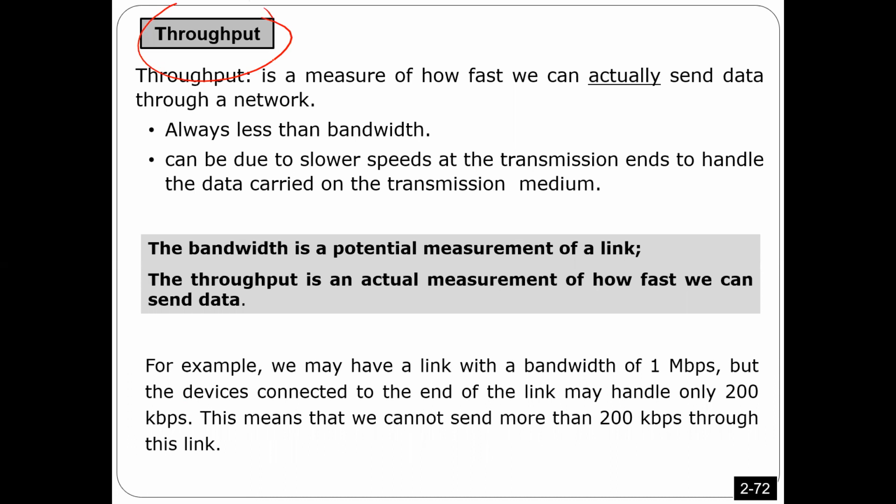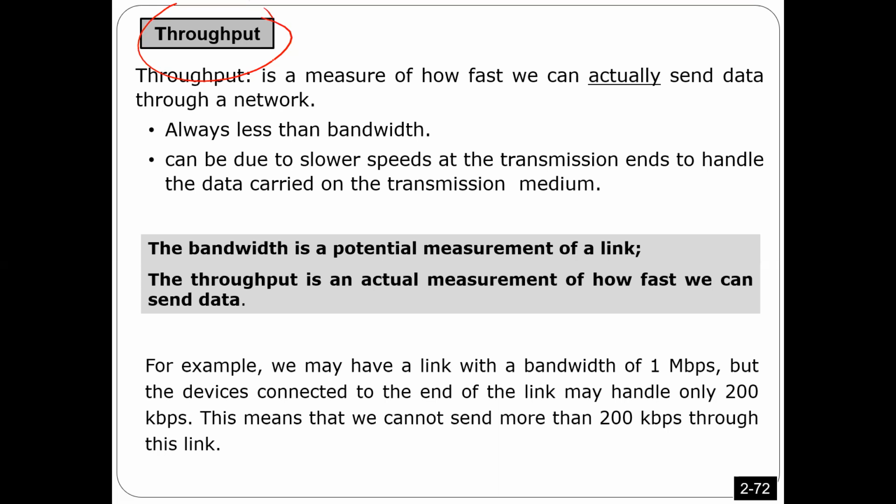Again, bandwidth, bits per second. Throughput, also bits per second. What is the difference between them? Throughput is the actual thing. This is what you are actually going to get. Bandwidth is what the connection can give you in speed.